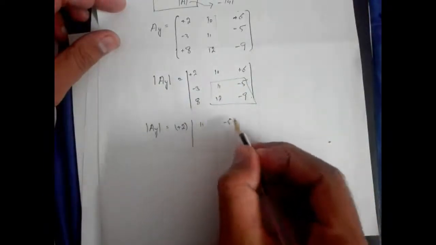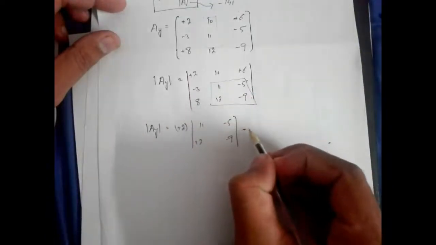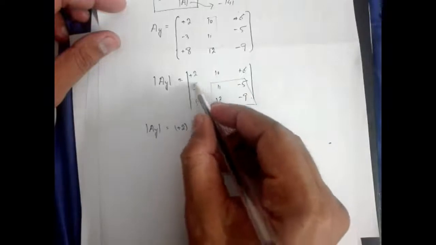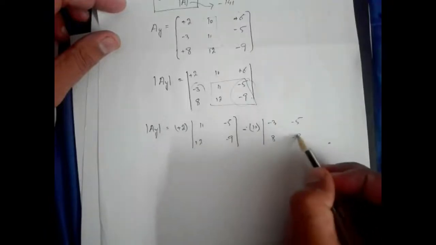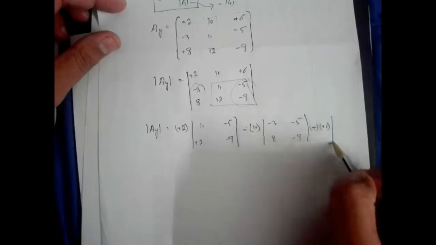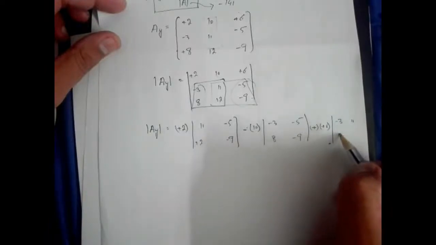So now simplify it further. The determinant of Ay will be equal to plus 2, taking these values, minus 5, 12, minus 9. Then a minus sign and 10, so that will be this value and this value: minus 3, 8, minus 5, minus 9. Here we have a plus sign and plus 6, so it will be these matrix values: minus 3, 11, 8, 12.